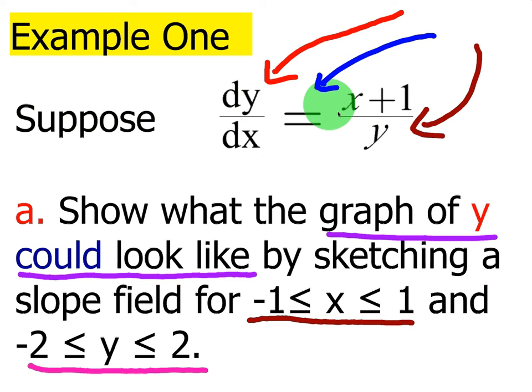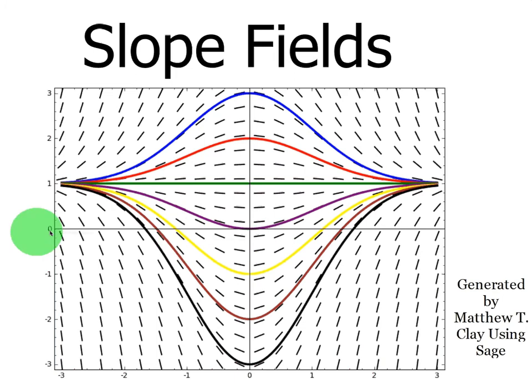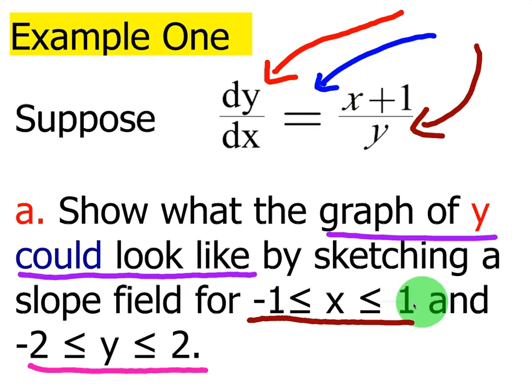It will give us an idea of what the graphs will look like. So the directions say show what the graph of y could look like by sketching a slope field for x between -1 and 1 and y between -2 and 2. So when you're sketching a slope field, you want to work with a particular range. This one ranges from -3 to 3 for x and -3 to 3 for y. Okay, and we don't have time to sketch hundreds of thousands of slopes, right? So the best we can do is do it for a particular range of x and y values. So again, for this one, it's going to be from -1 to 1 for x and from -2 to 2 for y.